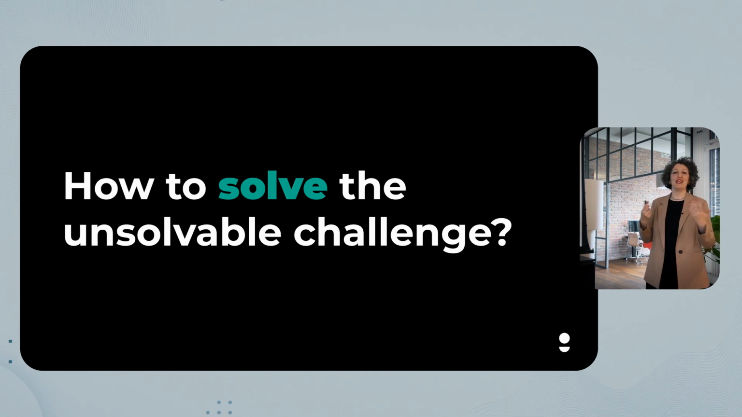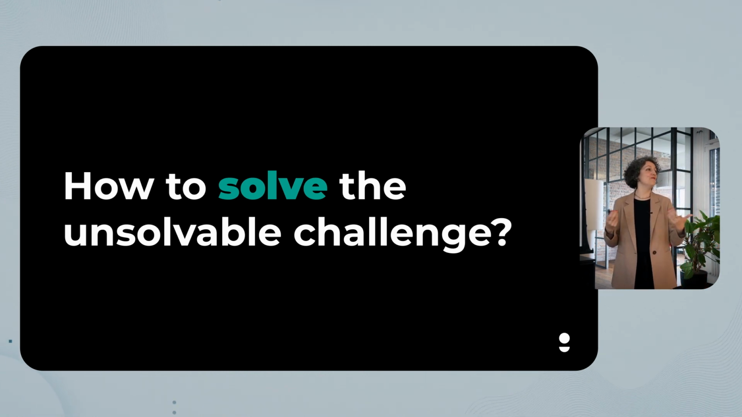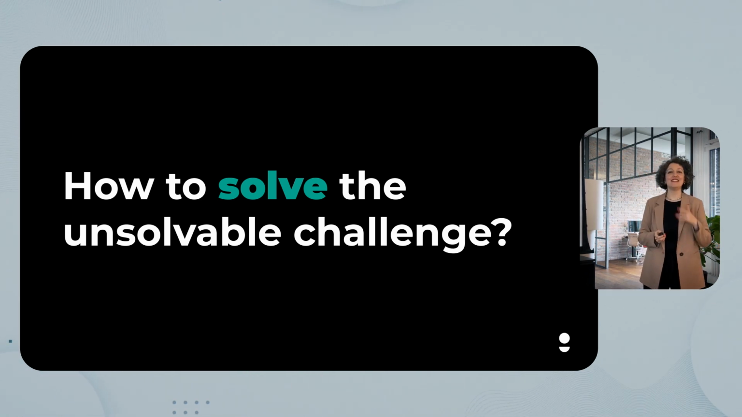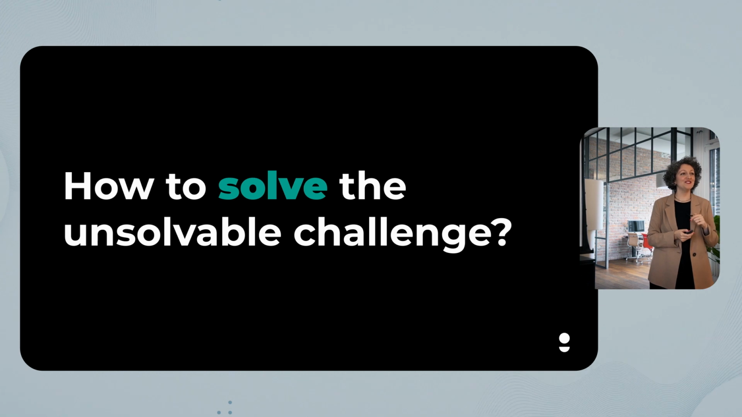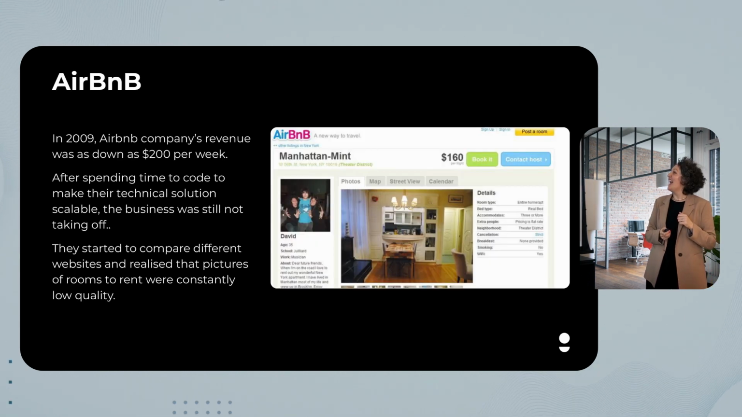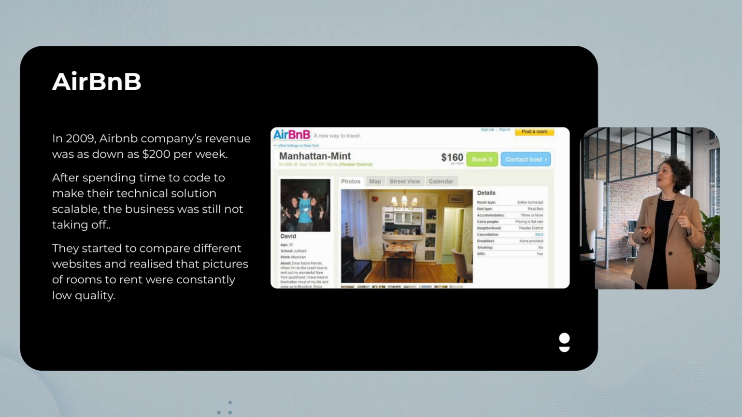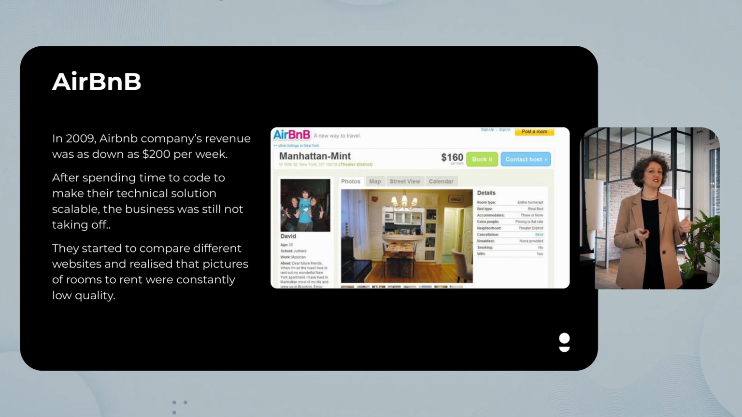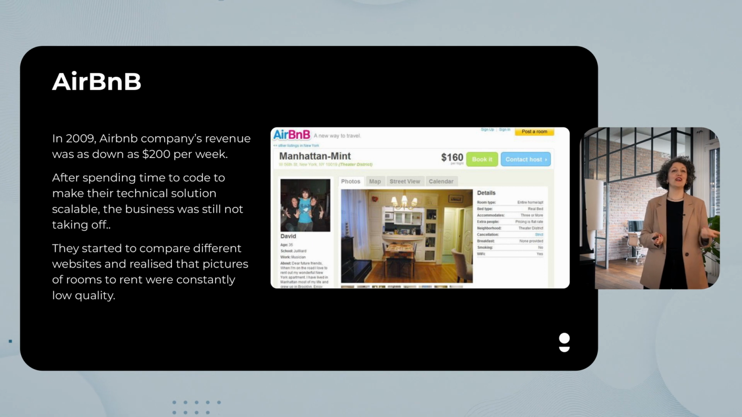And then we come to the third point, which is how is it solved? I have an example that I always use in a design thinking workshop that I do with Martin, but I think it fits very well also in this presentation, and it's Airbnb. So in 2009, the company was down to $200 per week as revenue, so not very good.